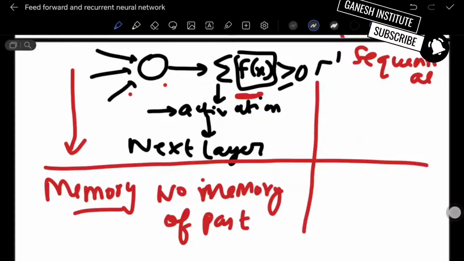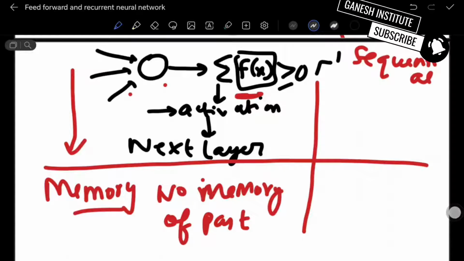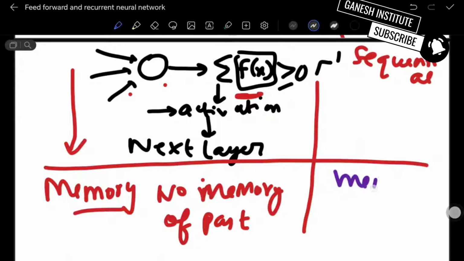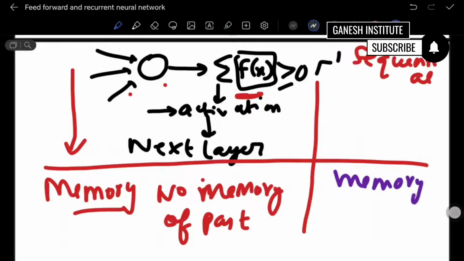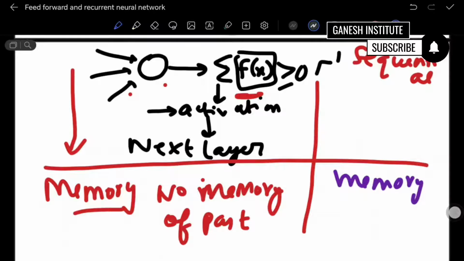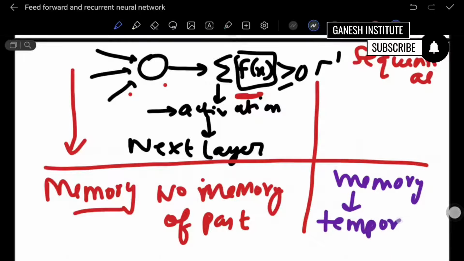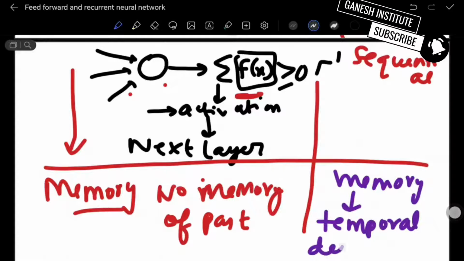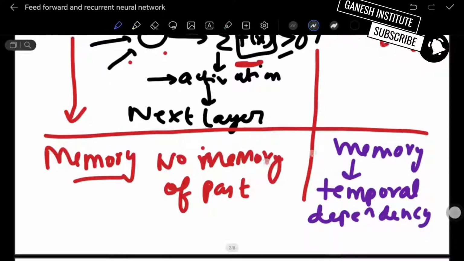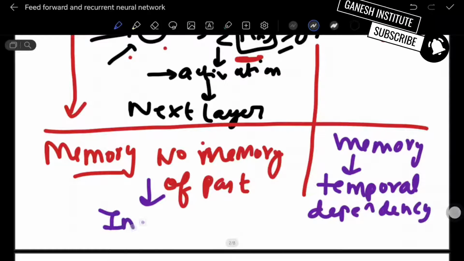Whereas in the recurrent network, what we have is memory, sequential data. So memory of past input is involved, and that is due to their internal state. And this allows them the dependency. There is temporal dependency in data, okay? So we can say that here the data is independent.